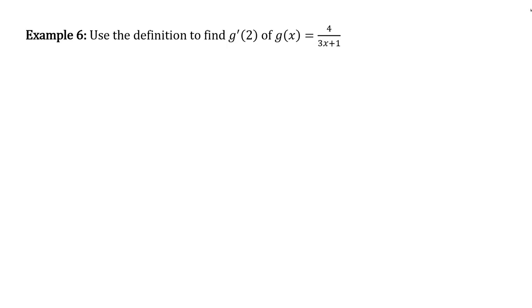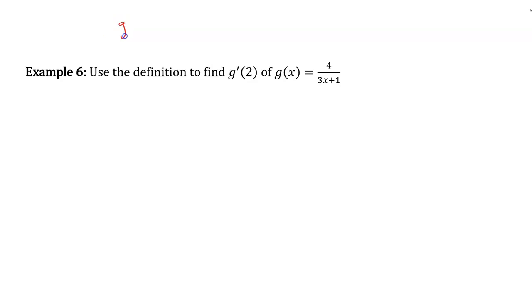Okay, so let's do one that's just a bit harder. It says use the definition to find g prime of 2 of g of x. So first we have to interpret what they're talking about. So g prime of 2 means something very specific. In math class, g prime of 2 would be the limit as x approaches 2 of the limit as h approaches 0 of f of x plus h minus f of x all over h.